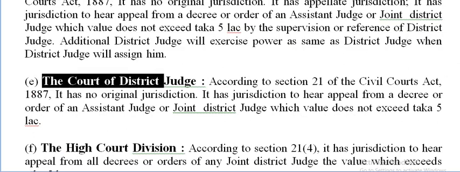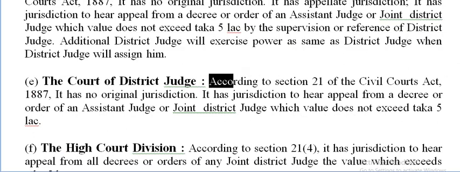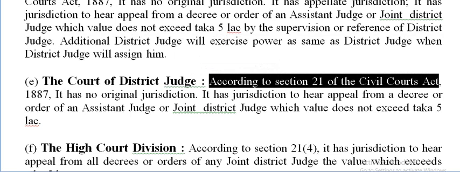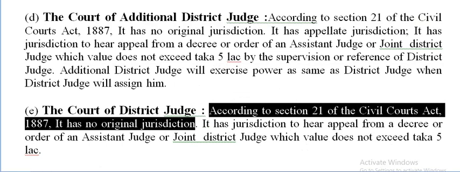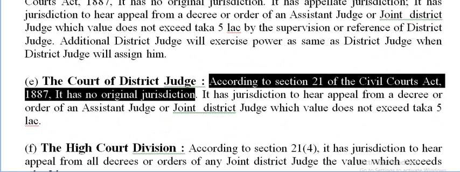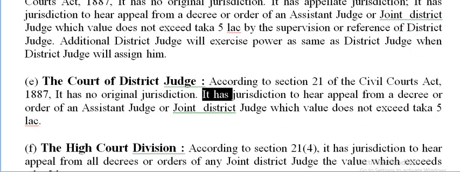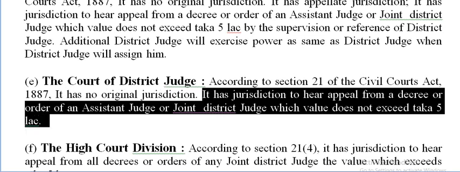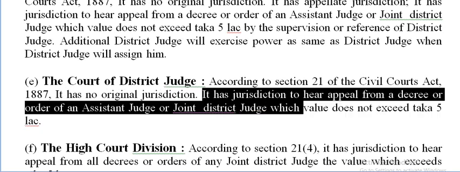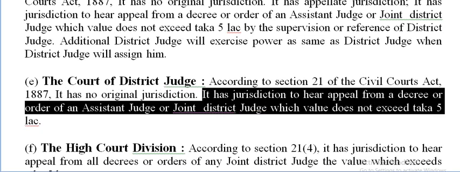And next, the court of the district judge. According to Section 21 of the Civil Courts Act 1887, it has no original jurisdiction. So from this line, we can easily understand that the additional district judge and the district judge have no original jurisdiction. It has jurisdiction to hear appeals from a decree or order of an assistant judge or a joint district judge whose value doesn't exceed Taka 5 lakhs.